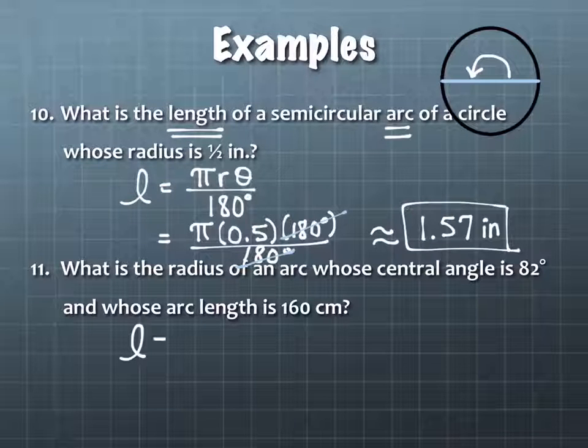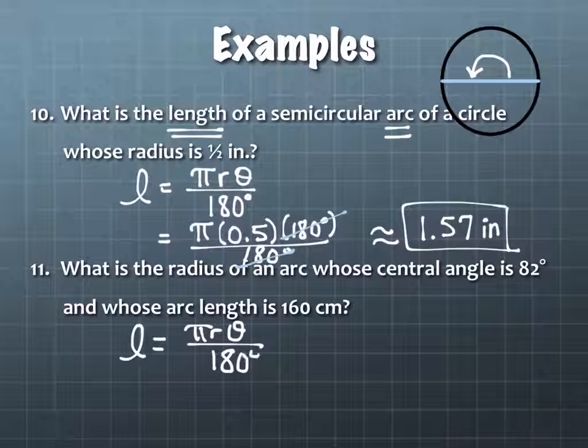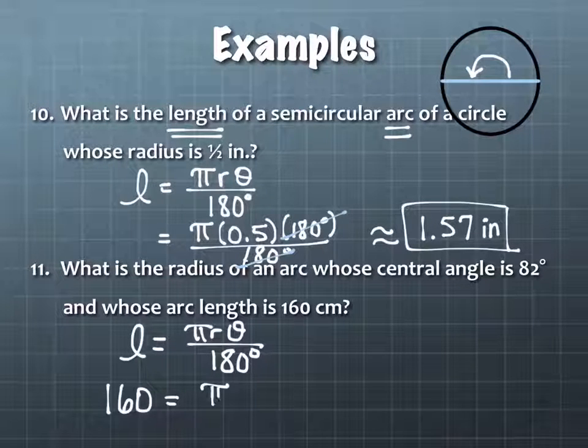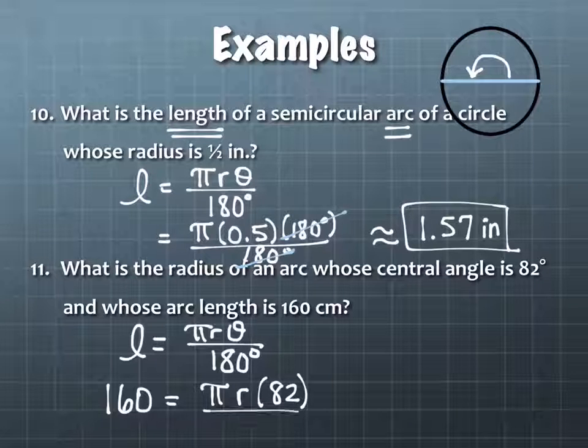So same formula as last time. But what information do I get to fill in this time? I get to fill in L. What does L equal? 160. 160, because it said the arc length is 160. Pi is a number. What's R? We don't know. That's what we're looking for, correct? Yep. What about theta? 82. And then I've got the over 180, right? Those are both degrees.